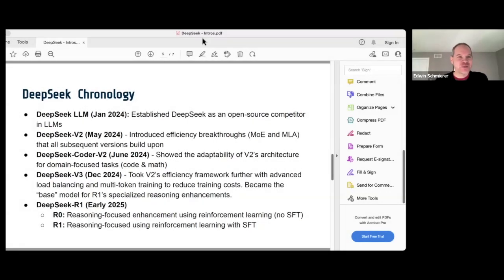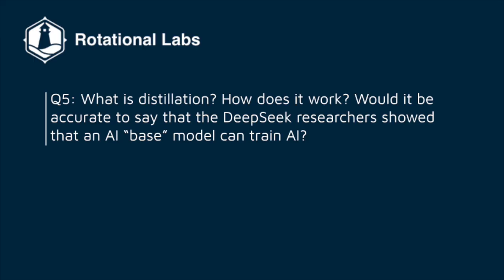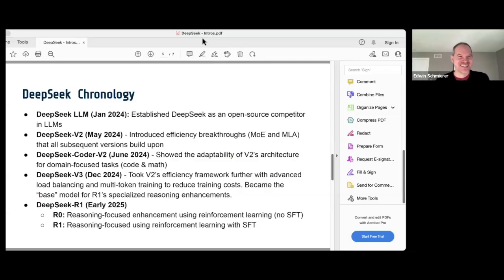Okay, let's move on to the next topic, or I should say, word of the month: distillation. So that's been used quite a bit. So Rebecca, I'd like to ask you if you could talk a little bit about what it means, how does it work, and would it be accurate to some degree to say that the DeepSeek researchers showed that they used an AI-based model to train AI?